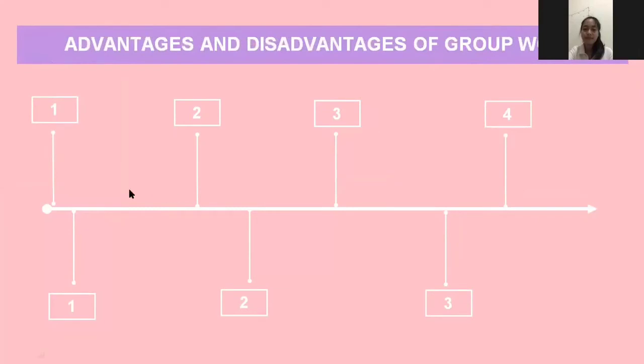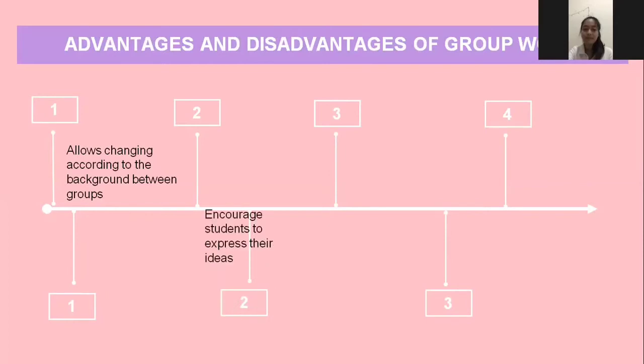Advantages of group work. The first one is group work allows changing the subject matter according to background of differences between groups. It aims to adapt student needs, interests, and abilities regardless of differences between students.